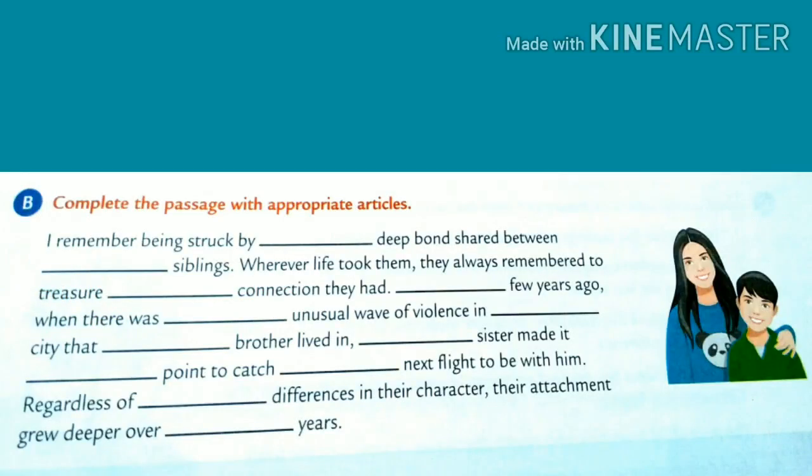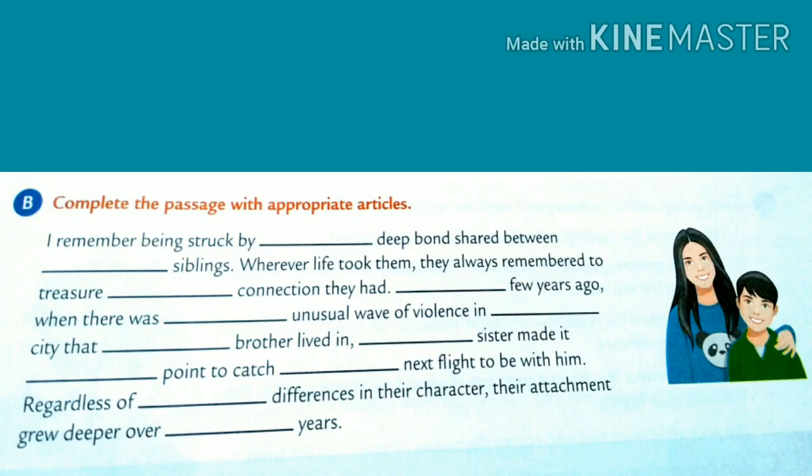Next heading, complete the passage with appropriate articles. I remember being struck by the deep bond shared between the siblings. They mentioned particularly about siblings, so we use the before it. And the deep bond, they mentioned about their bond between siblings, particularly how the bond between the siblings is, so we use the before the word deep. The deep bond shared between the siblings.